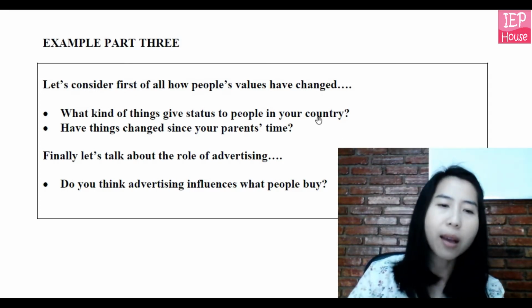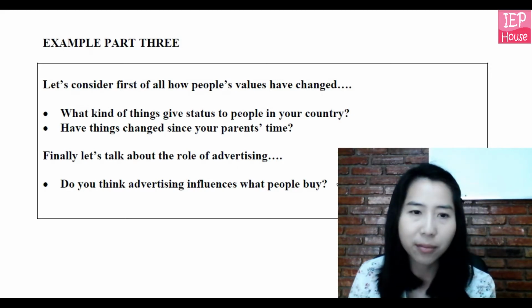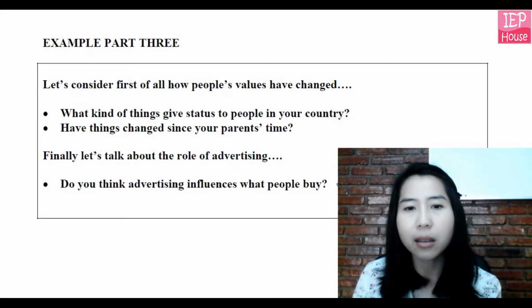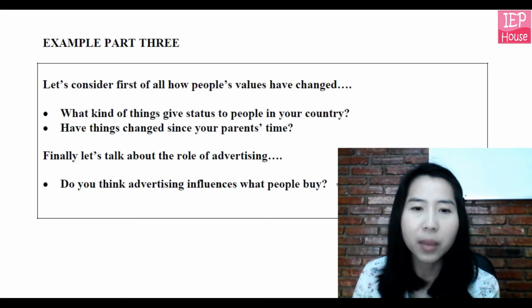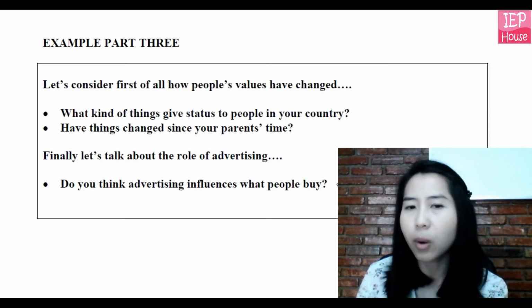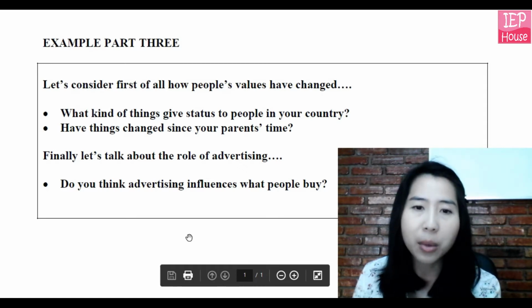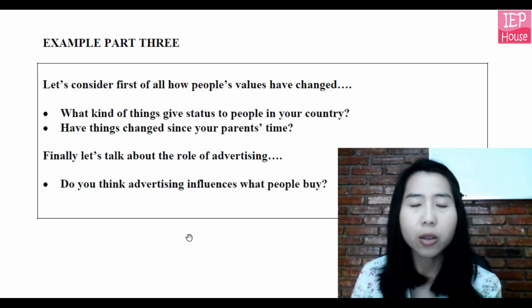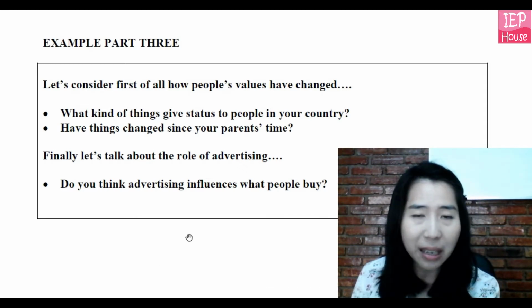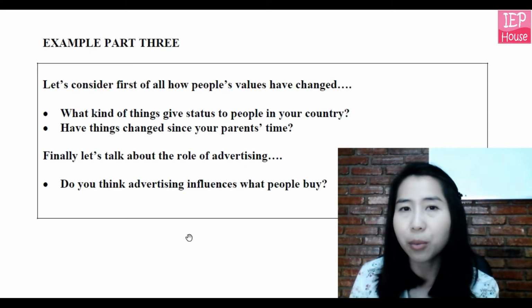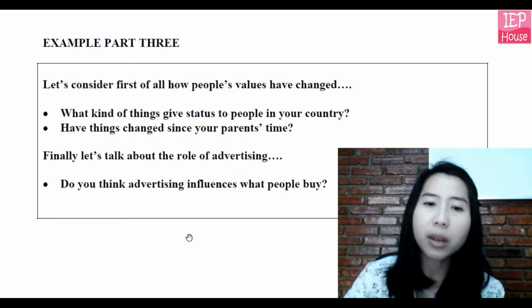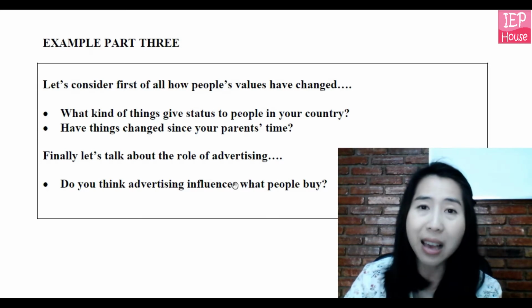Right? So we have one more question. Let's take a look. Do you think advertising influences what people buy? Again, if you are not sure what the word influences means, here you can ask the examiner by saying, can you please explain what influence means? Or what does influence mean? By the way, the word influence itself doesn't have the S.